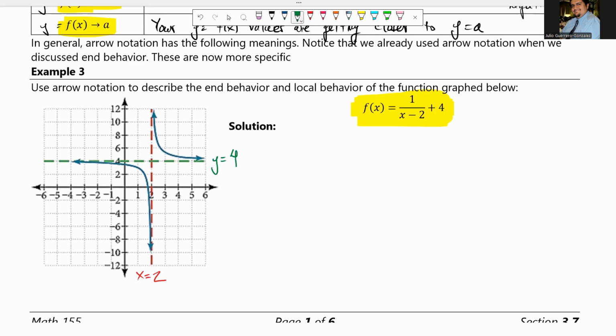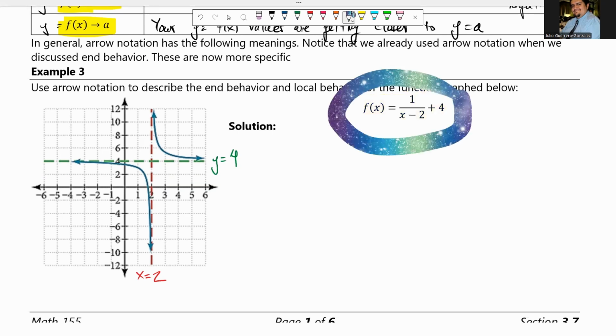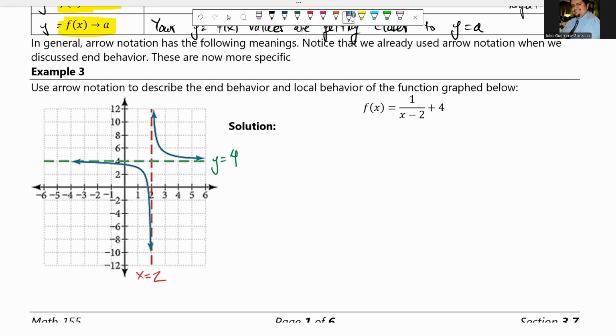Hopefully you remember from our very first section that there are certain things we can't plug into certain functions. If you take a look at the function that we have graphed, there's a number we can't plug in. In particular, there's a number that's going to make us divide by 0. That number is positive 2, and lo and behold, look at where one of those lines is. Hopefully the math puzzle pieces are meshing.